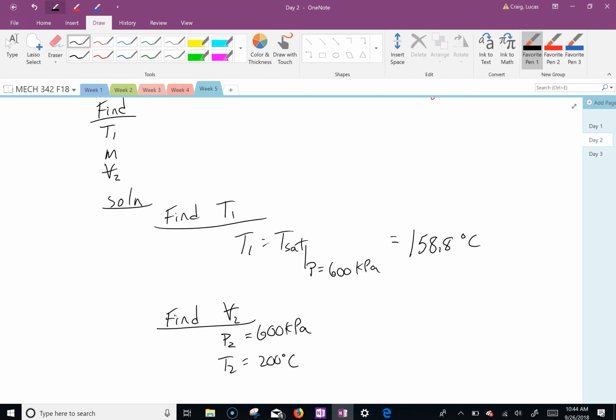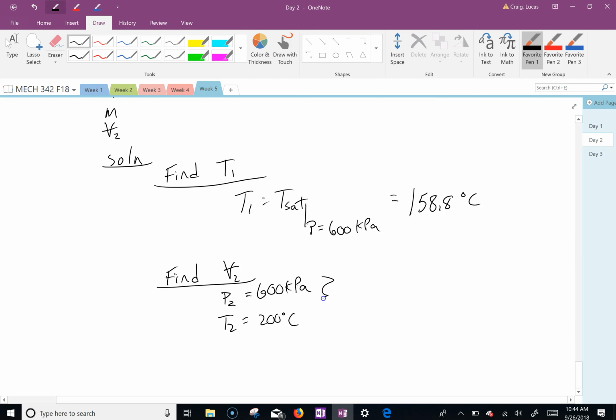What's going to help us to find our big volume from the tables? What can we find? We could go back to tables, and we can find little v2, right? So if you go back and look up table A-6, you will find that the specific volume is 0.352 meters cubed per kilogram.